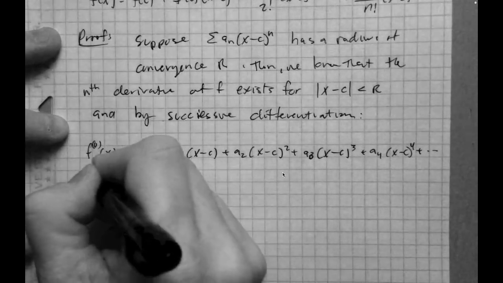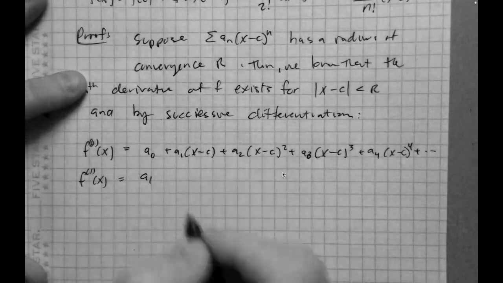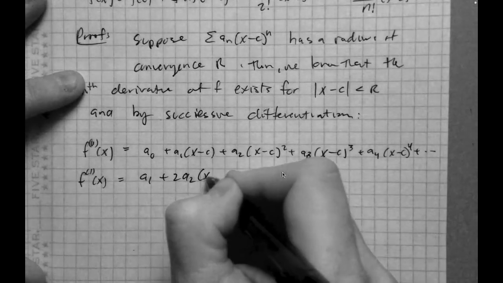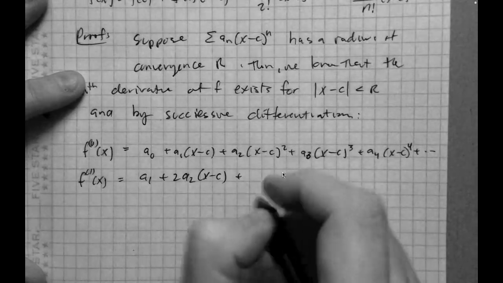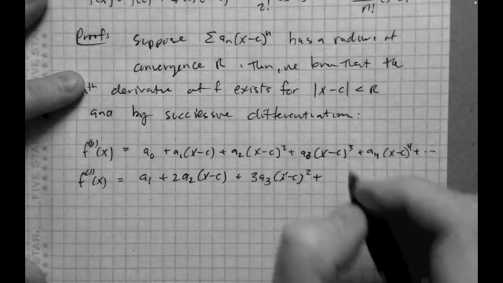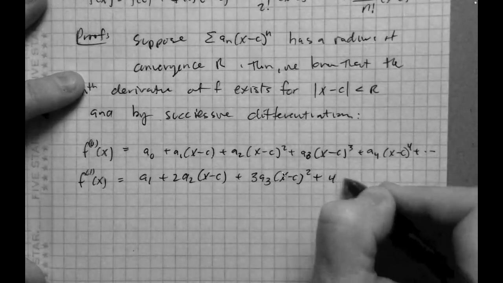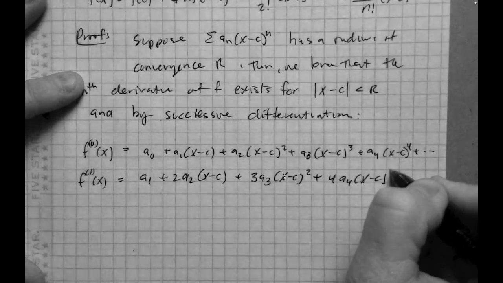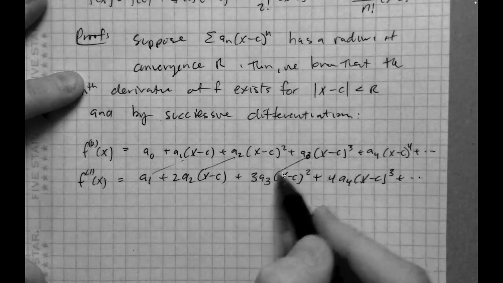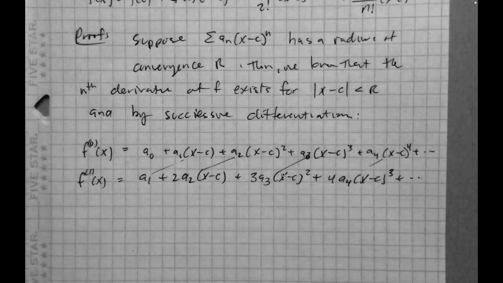Then what's the first derivative? Well, we've seen this before. a1 plus 2a2 times x minus c plus 3a3 times x minus c squared plus 4a4 times x minus c to the third power plus, and so on. Basically, as we differentiate successively, that constant on the front is going to drop out.